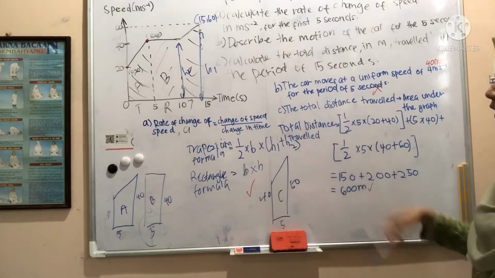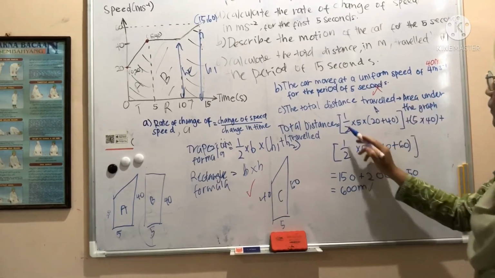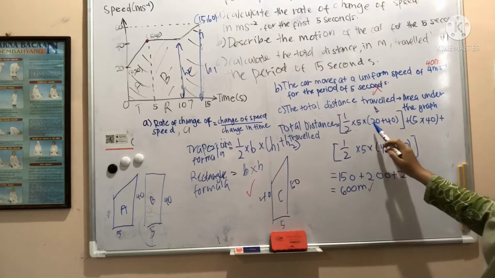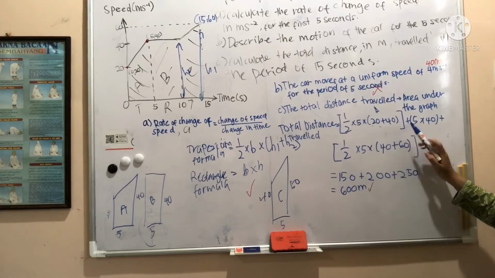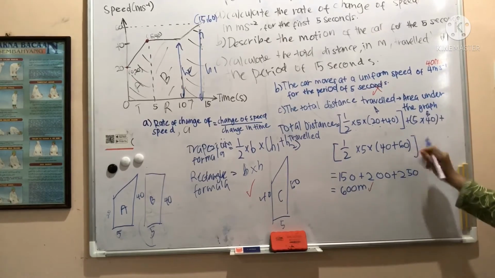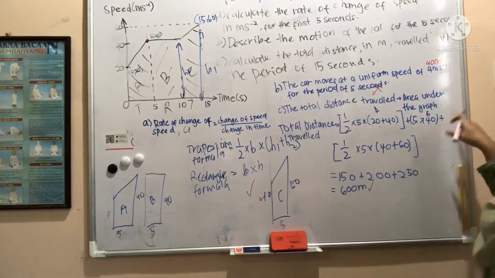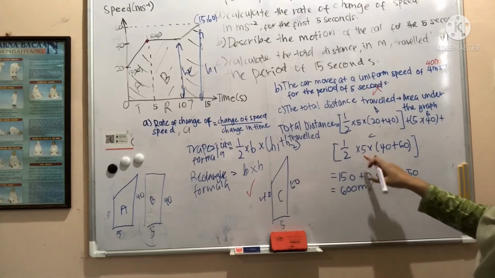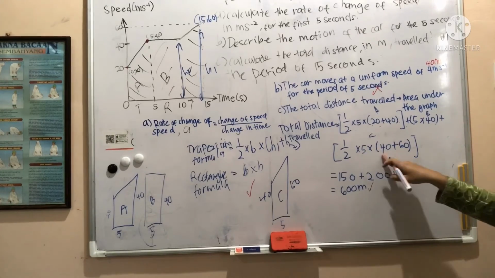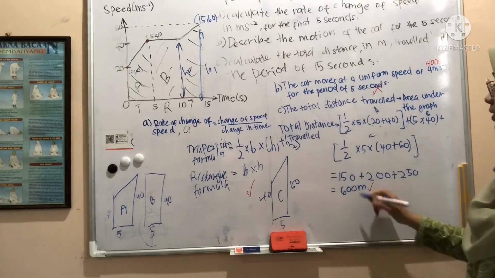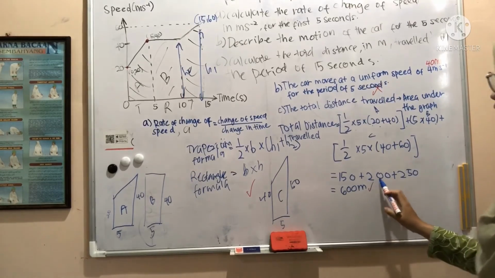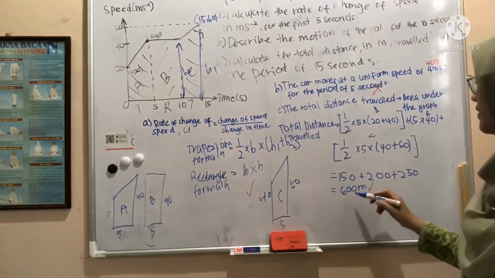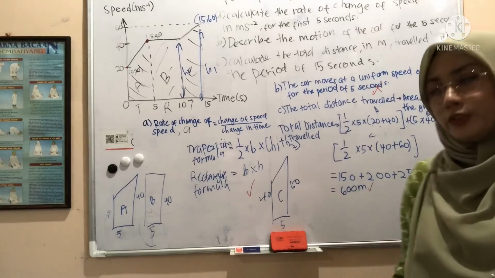So for trapezium A, 1/2 times the base 5, bracket 20 plus 40, plus the rectangle B, 5 times 40, plus the trapezium C, 1/2 times base 5 times the both heights 40 plus 60. So it will get 150 plus 200 plus 250. So the answer is 600 meter. Is that clear?